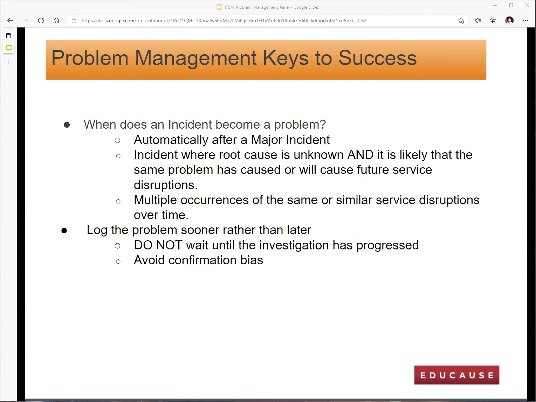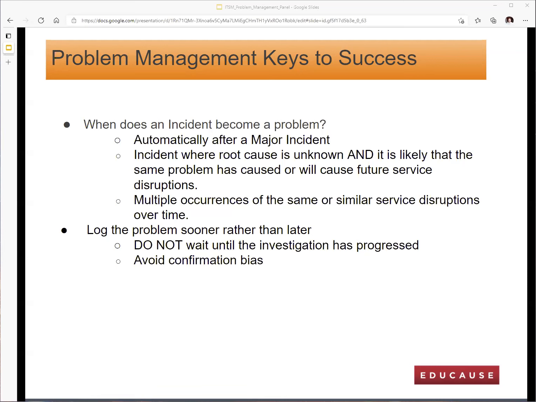Multiple occurrences of the same or similar service disruptions, even if it doesn't cause a major incident, is also a good place to create a problem record. And the other thing I would note is to log the problem sooner rather than later. So I would be aware of a problem and I would contact the service owner and say, hey, I think we need a problem record on this. And I would get, well, wait, we're still investigating it and we're still working on it.